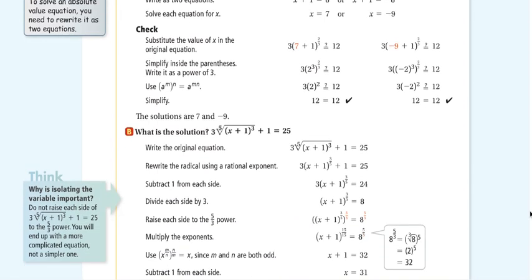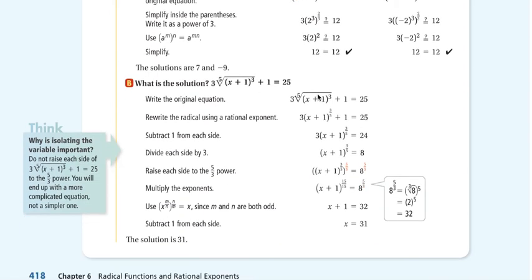All right, what is the solution for this type of problem? It looks more complicated, but we're going to stick with the same steps. We're going to take the original equation and rewrite the radical using a rational exponent. So if we've got a 5 here, remember the 5 goes in the denominator and the 3 goes in the numerator. So we're going to get x plus 1 quantity to the 3 over 5.